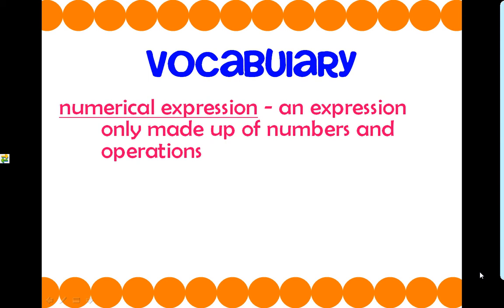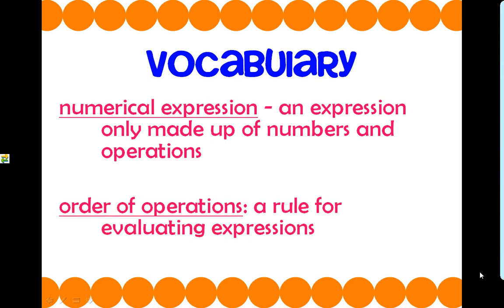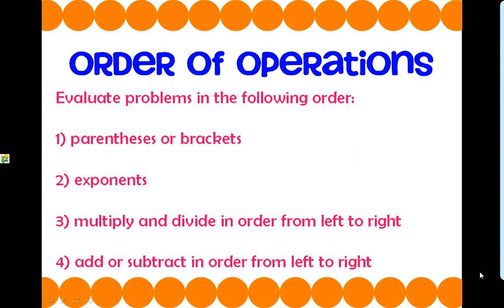So a numerical expression could be 5 plus 2 plus 7 divided by 5. Something you would see like in order of operations. Order of operations is a rule for evaluating these expressions. So what rule do we use to add, or whatever, 2 squared plus 5? What rule do we use? That is the order of operations.